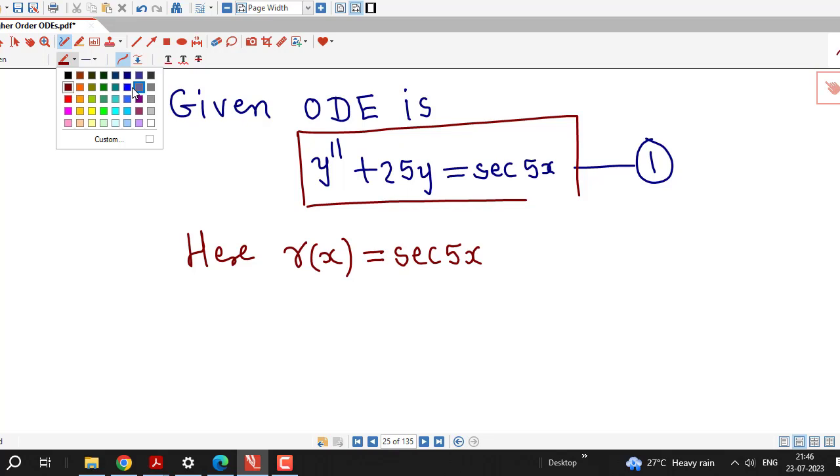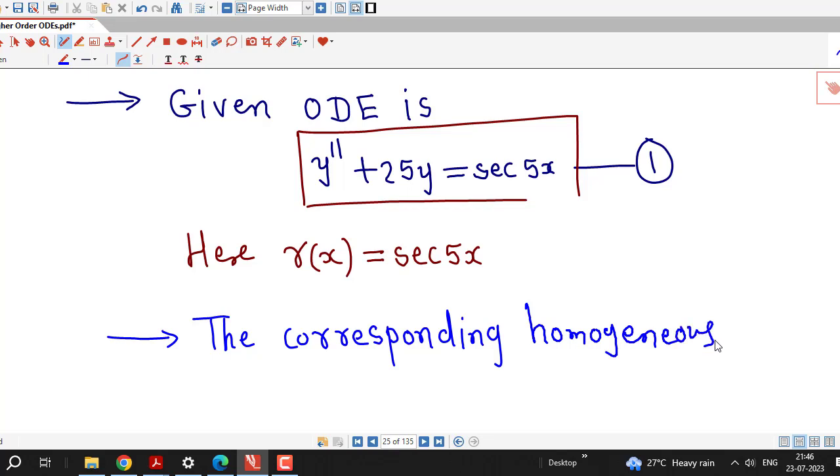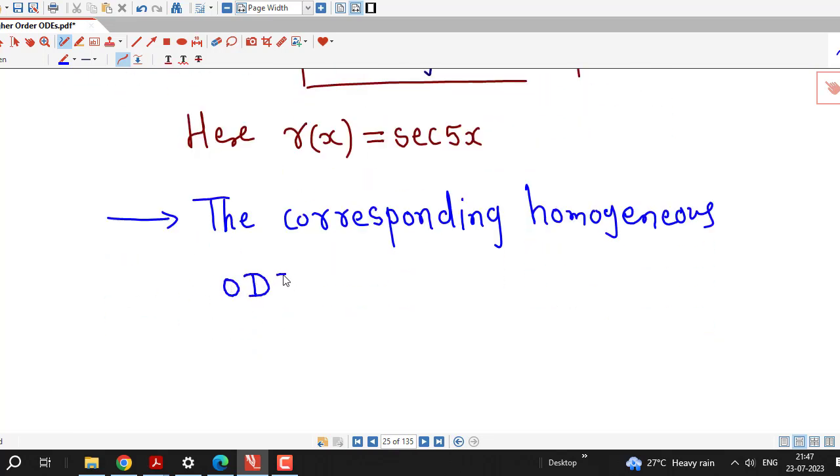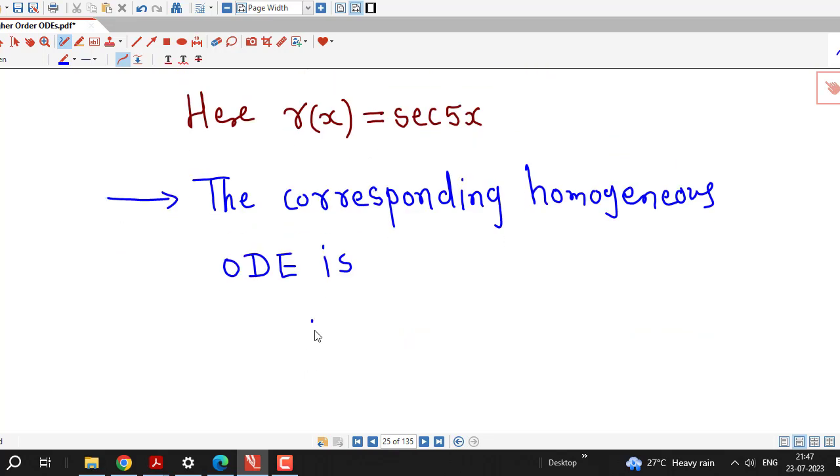Now to find the solution of equation number 1, we have to first solve the corresponding homogeneous differential equation. First we write down the corresponding homogeneous ordinary differential equation: we consider the right hand side equal to 0, and we will have y'' + 25y = 0. First we solve this homogeneous differential equation.